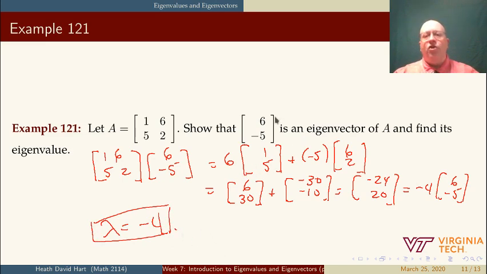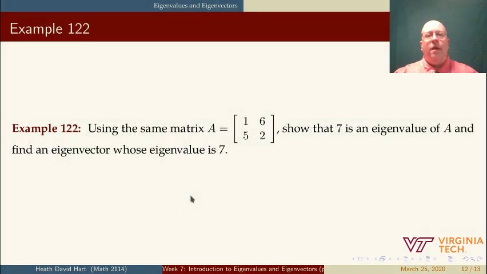So if we want to show that a vector is an eigenvector, we just apply the transformation and see what comes out, and what comes out will be an exact multiple of what we started with. Using the same matrix, let's show that 7 is an eigenvalue for this matrix, and find an eigenvector whose eigenvalue is 7.